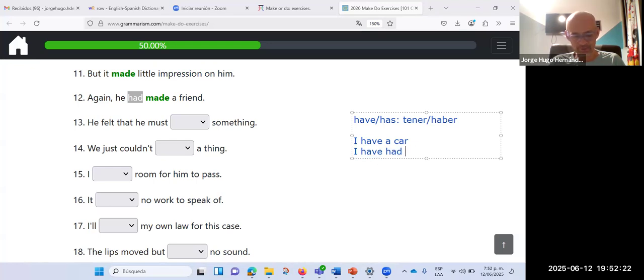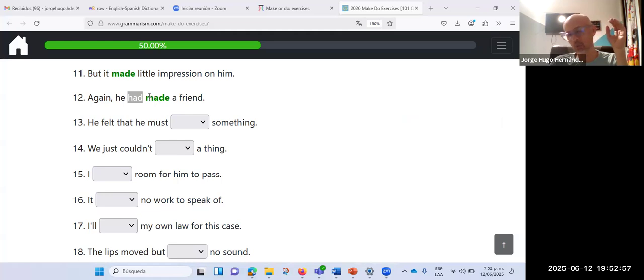For example, I can say I have had a hard day. Yo he tenido un día mal. That's the past perfect in English. We make sentences in past perfect using the verb have and the past participle of the verb. In this case, he had made, so had, él había, and the second verb, made, él había hecho un amigo, ¿no? Él había conocido un amigo.